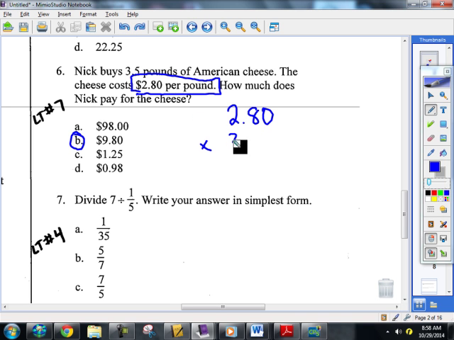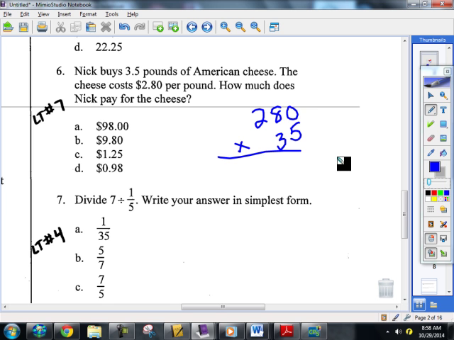Now, one quick thing. I see a lot of you doing this, which is fine. 3.5 and 3.50 is the exact same thing, right? But I beg you guys, when you're doing this, just forget about the decimals for a minute. Do 280 times 35, because you all know how to set that up. It's something about when the decimal gets in there, it messes with you a little bit. Okay? Let's do that, and then we'll put the decimal back in later.